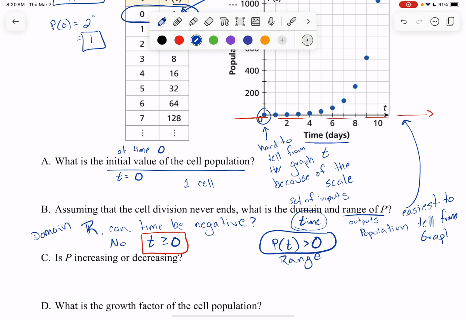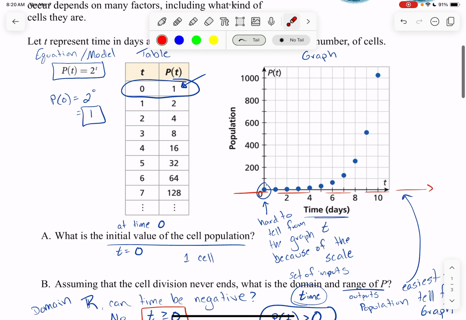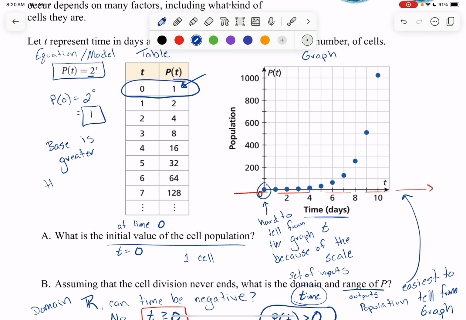Whereas the graph didn't do a very good job of telling me that initial value, it does a really great job of telling me the domain and range. Hey, is P increasing or decreasing? Now, that is kind of hard to tell from the equation. You look at the base. The base is greater than 1. So that tells me this is growth. So we're going to be increasing.